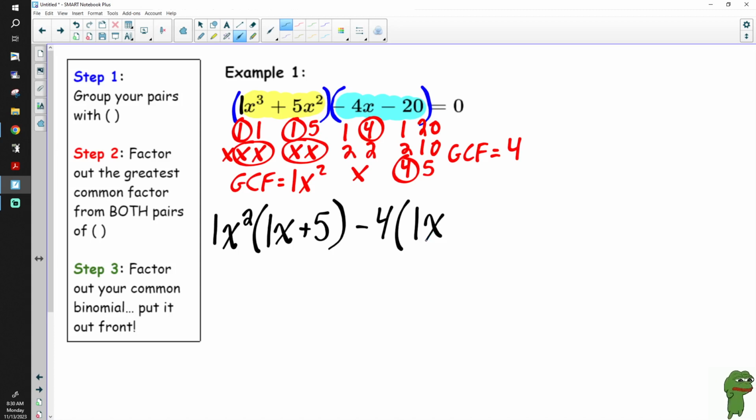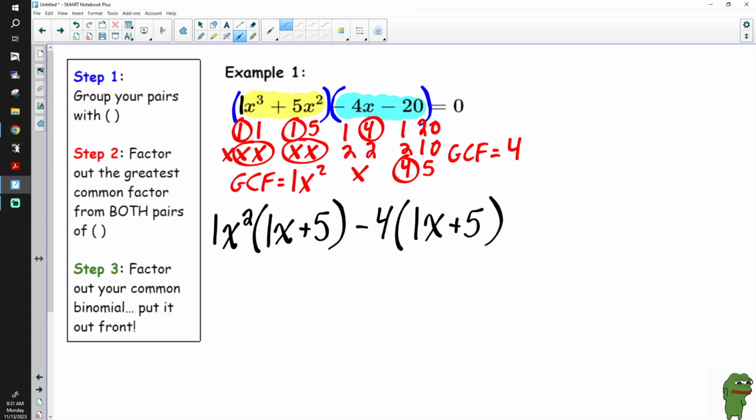Negative 20 divided by negative 4 is positive 5. Do our groups look exactly the same? The groups inside the parentheses are, right? Our GCFs out front are a little different. Once we are here, we are ready to write our final answer.